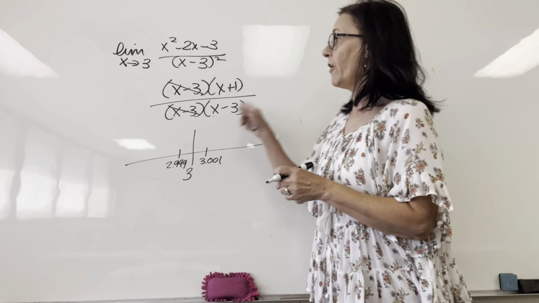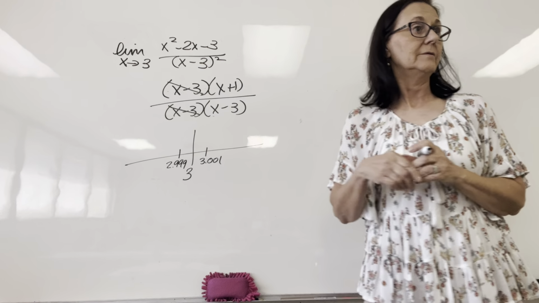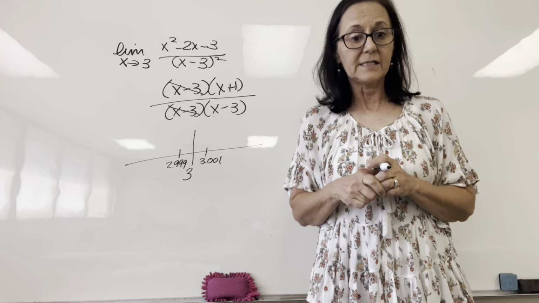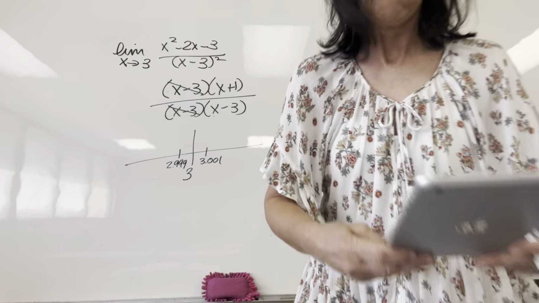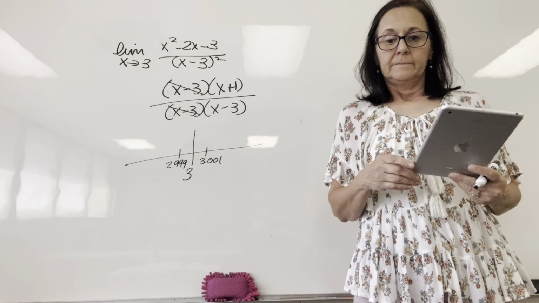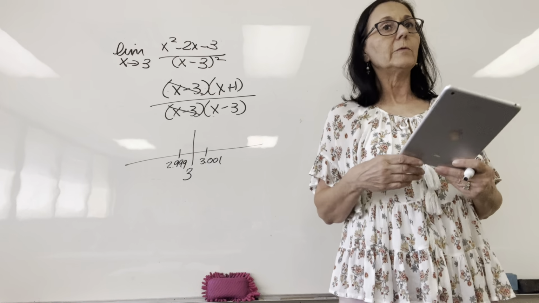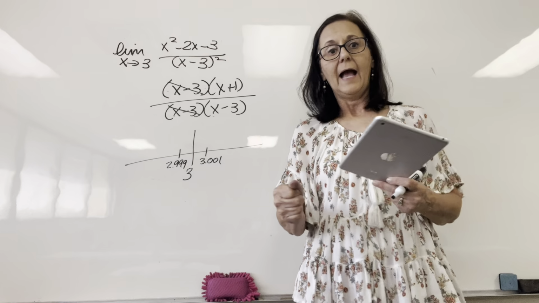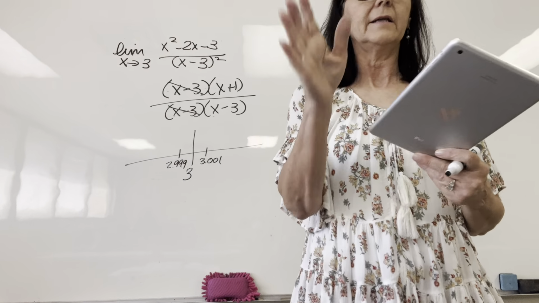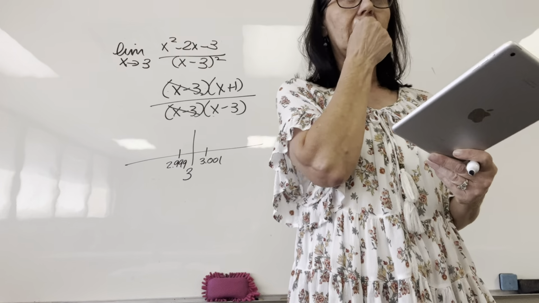Because there is a vertical asymptote at x equals 3. Okay? The only time you have a removable discontinuity is when there's a hole in the graph and you can cancel both factors out. Got it? Everybody got it? All right.